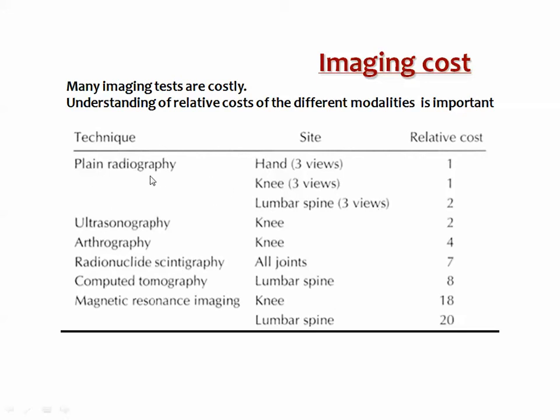And then if we say that the plain radiography cost will stand for one, then the ultrasound will be double the cost of the plain x-ray, maybe in Egypt triple the cost. Arthrography will be four times, and the radionuclide scanning, bone scan, is about seven times, while PET scan may reach about 20 times or even more the value of the plain x-ray. Then CT is about eight times the plain radiography. MRI ranges between 18 and 20 times the cost of the plain x-ray. This is not actually the cost in Egypt, but you may have just a simple idea about this.